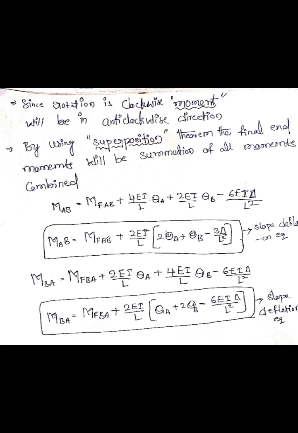The other slope deflection equation, for BA, is MBA equals MFBA plus 2EI by L theta A plus 4EI by L theta B minus 6EI delta by L square. That is, MFBA plus 2EI by L into theta A plus 2 theta B minus 3 delta by L. So these are the final slope deflection equations. There ends the derivation for the slope deflection equations.